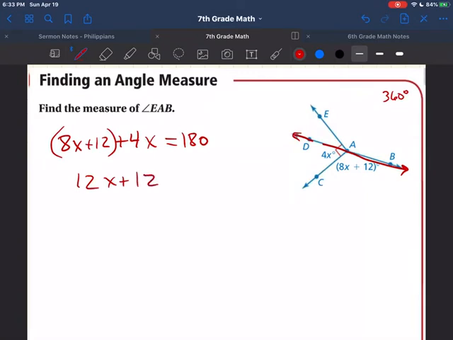We end up with 12x plus 12 equals 180. I just removed the parentheses and added 8x plus 4x. Okay, so now I'm going to subtract 12. I can tell I'm going to run out of time here, so I'm going quickly on the solving. So that would be 168.